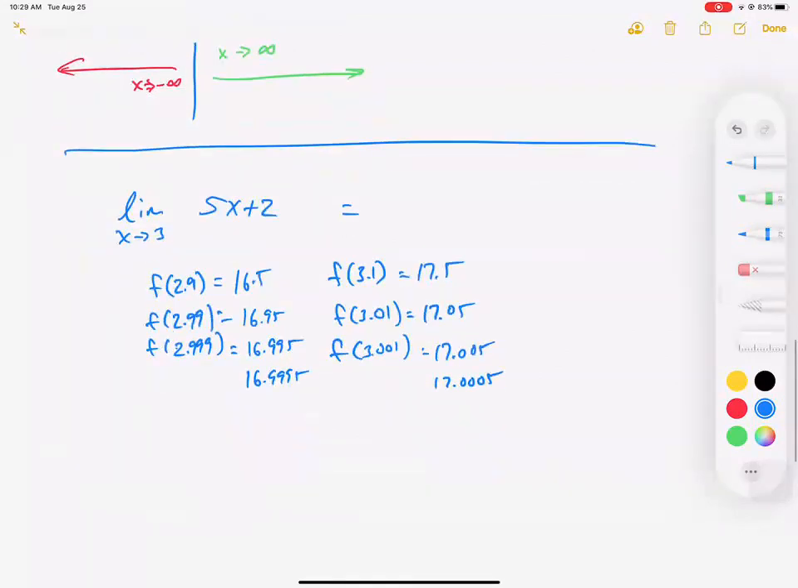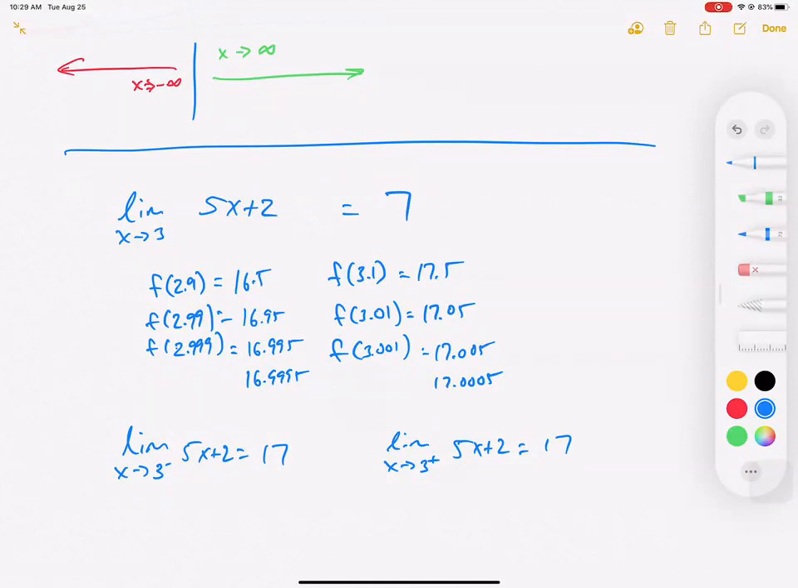Let's go ahead and write that. The limit as x approaches 3 from the left side of 5x plus 2 looks like it's going to be 17. The limit as x approaches 3 from the right side of 5x plus 2 also looks like it's going to be 17. I wonder what the graph looks like as x approaches 3. It's going to be 17. The left side said 17. The right side said 17.